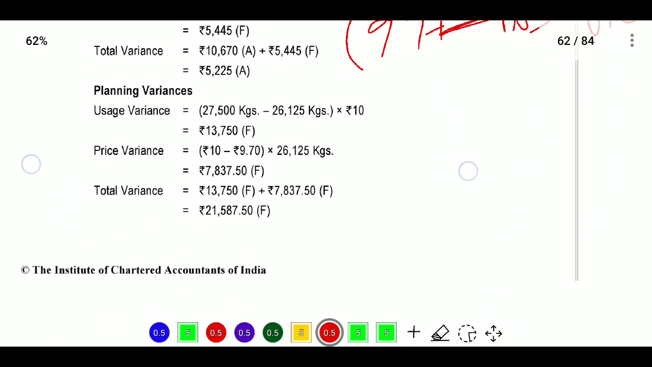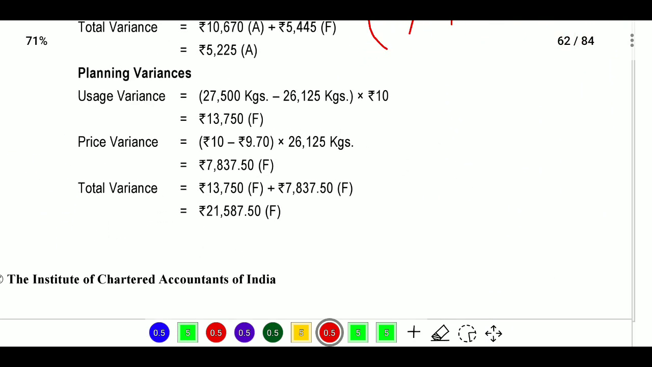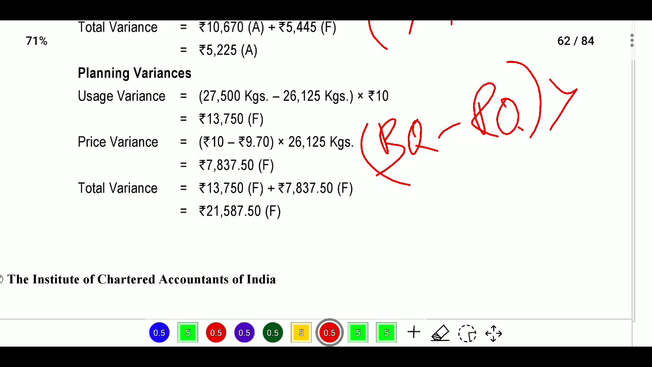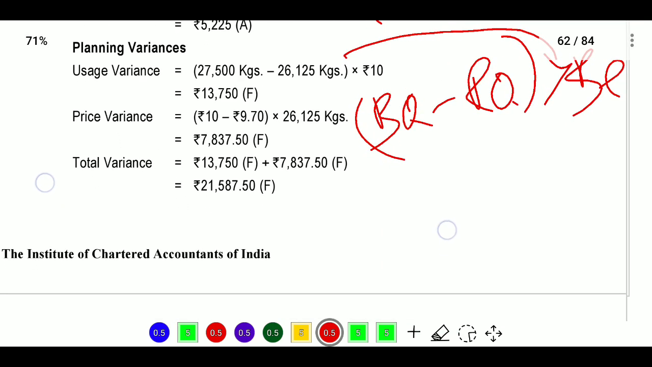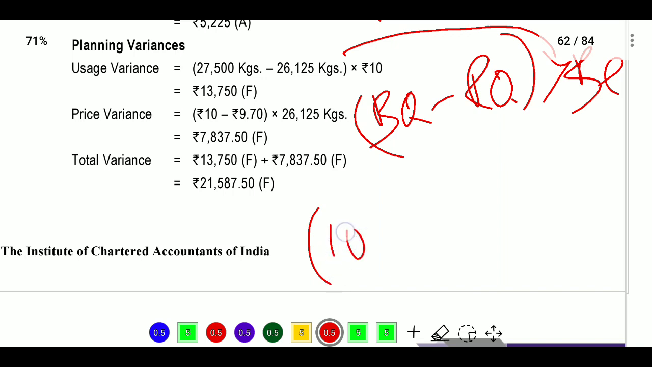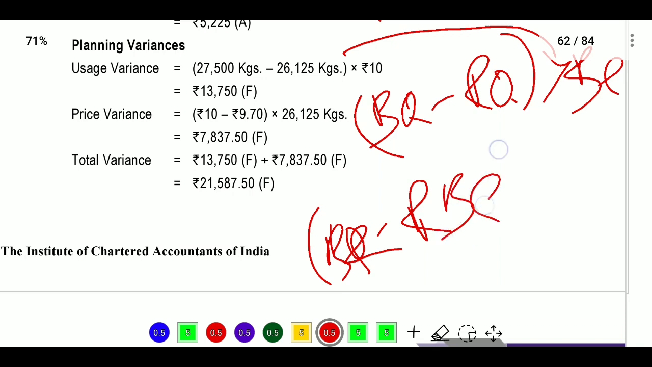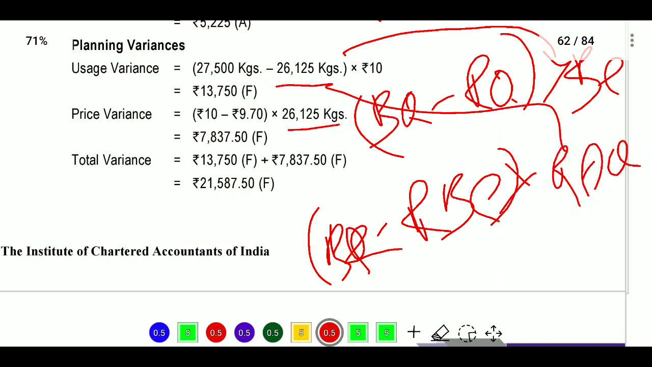Now, planning variance. What does planning variance mean? Budgeted quantity minus revised quantity into which price will we take? The standard price, that is the budgeted price, 10 rupees. And we will go for the price variance. Two differences: budgeted price minus revised budgeted price into which quantity will we take? The actual quantity, that is the revised actual quantity, 26,125. Here we will get the total variance.